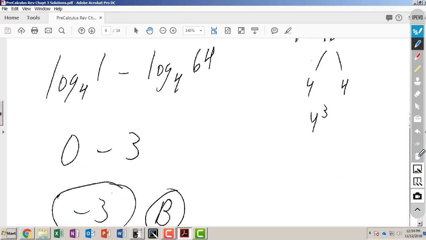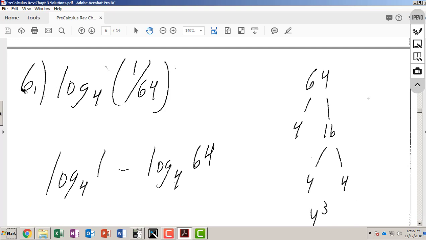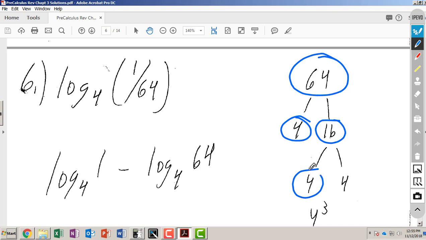Now if you can't remember to what power of 4 is 64, you can do what's called a base tree. In other words, I write down my number 64, and I take 4 out of it. That's 4 times 16. And then I do my next tree, which is 4 and 4. So there's all my bases. I've got 3 bases of 4, so that is going to give me 4 to the third.